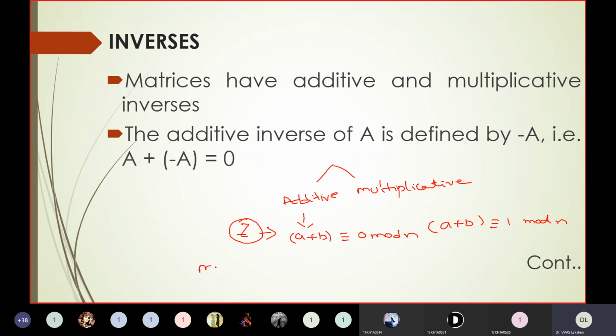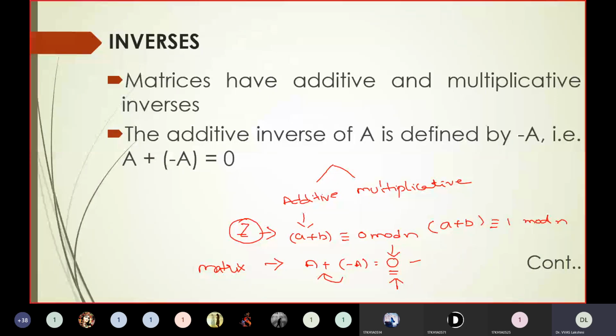Here in case of a matrix, what is the additive inverse? A plus minus A is equal to 0. 0 means the zero matrix. All the elements should be 0. So here A is subtracted from A itself. That's why we will get all zeros. So whenever additive inverse is performed, we will get a zero matrix as the result. There is no doubt at all.